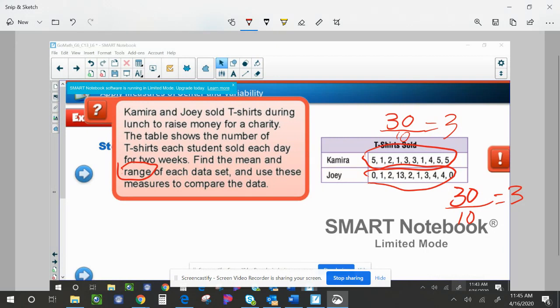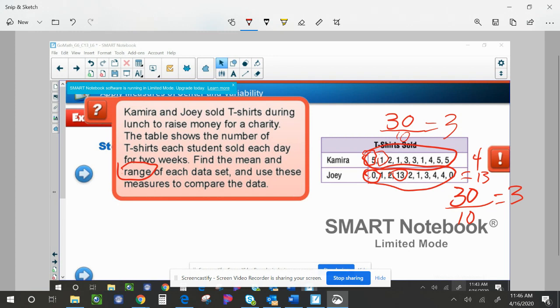So let's figure out the range. And you guys remember range is our biggest number, which looks like a 5, minus the smallest number, which is a 1. 5 minus 1 would get a 4. Our smallest number here is, of course, 0. Our largest number is 13. So take 0 away from 13, take nothing away from 13, and we get 13.